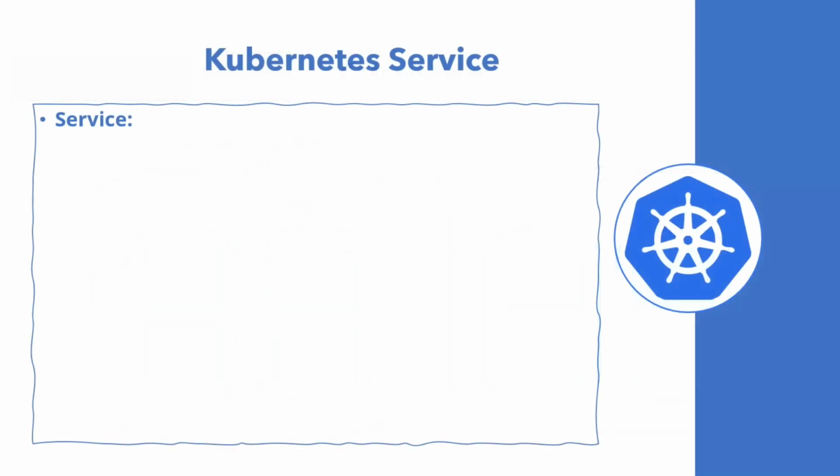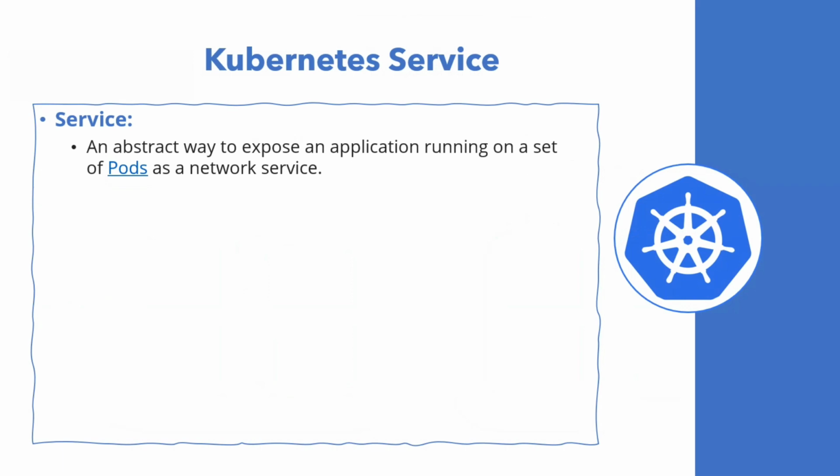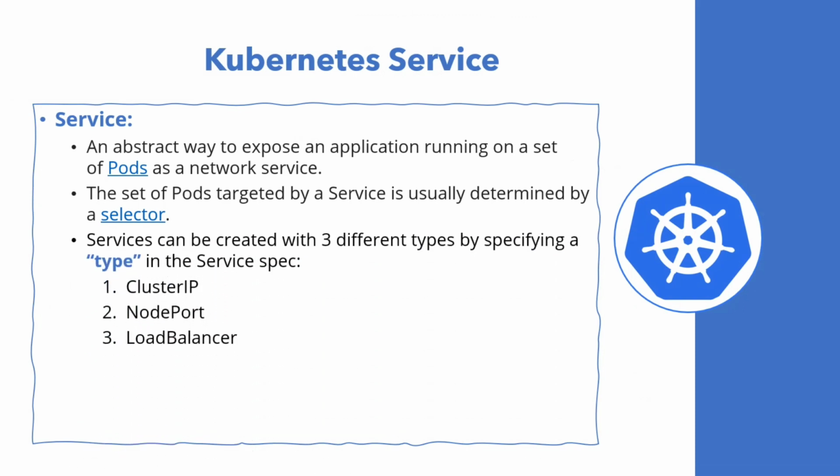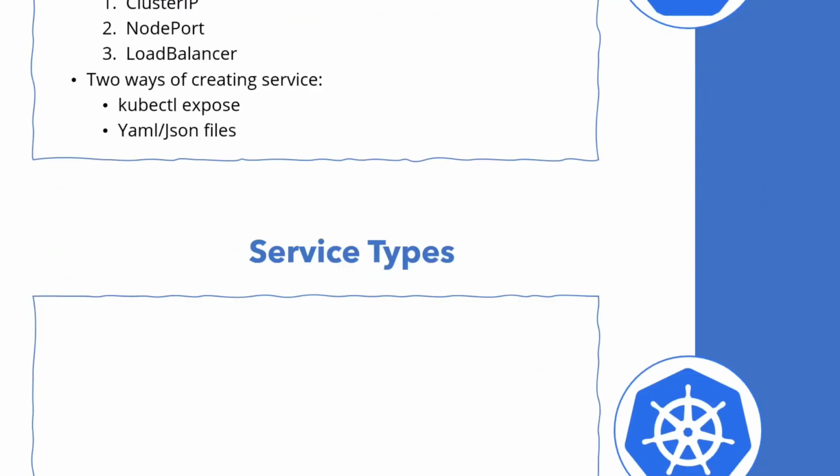So let's talk about the Kubernetes service. A service is an abstract way to expose an application running on a set of pods as a network service. The set of pods targeted by a service is usually determined by a selector. A service can be created with 3 different types by specifying a type in the service spec. For example, the cluster IP, node port, load balancer, which we are going to talk about in the next page. And also 2 ways of creating a service would be, one is kubectl expose and another is YAML JSON files.